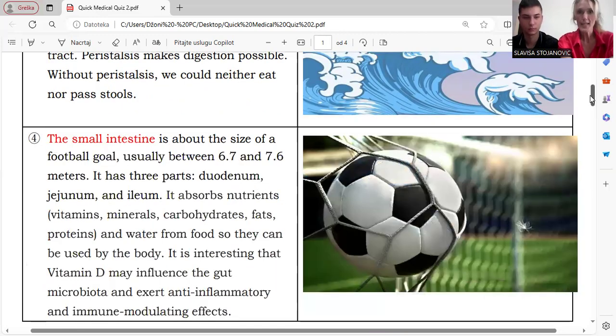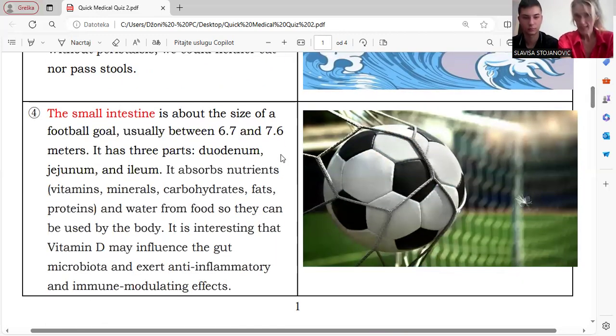And then the small intestine. So just to point out, some of the sites say also 6.5 meters, so obviously it depends on the person, or depends on the research that's been done on the population, but usually it's 6.7 to 7.6. So I believe the actual goal size in football, I'm not a football expert, is slightly longer, but anyway, it's just a comparison. And it has three parts, and it absorbs vitamins, minerals, and vitamin D as well. So it also has anti-inflammatory and immuno effects.